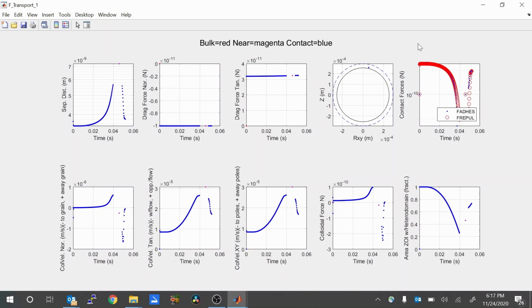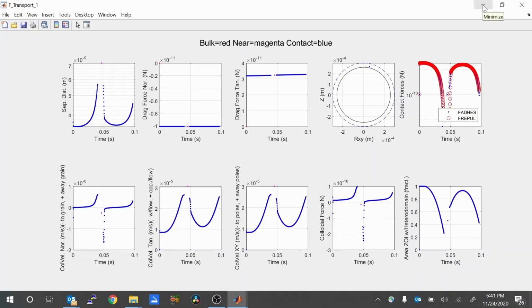And the question would be whether or not it'll find heterodomains all the way along this arc, or whether the tangential velocity will become so strong that it cannot reestablish contact in response to that tangential fluid drag. So what I'll do is let this run for a bit and come back to it.